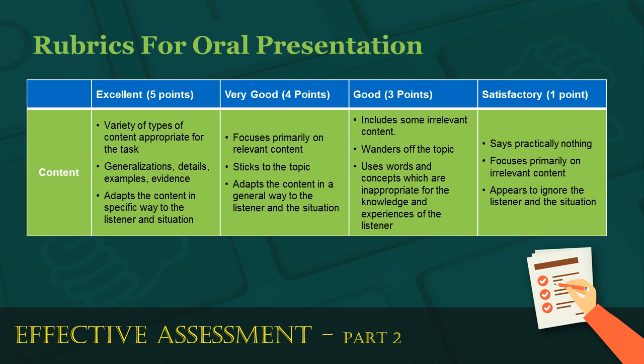If the presenter has variety and if the content is appropriate for the task, he or she can be graded as excellent and 5 points can be awarded. If the presenter focuses primarily on relevant content and sticks to the topic, he or she can be graded as very good with a scale of 4 points. But if the presenter includes some irrelevant content and wanders off the topic, the performance level can be graded as good and 3 points can be allotted. Rather, if the presenter says practically nothing and focuses primarily on irrelevant content, then he or she should be graded as satisfactory with just 1 point for the content.